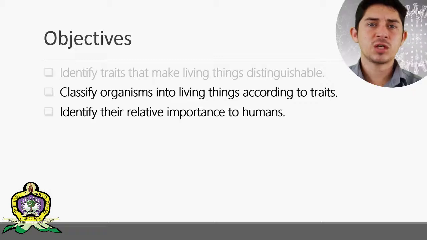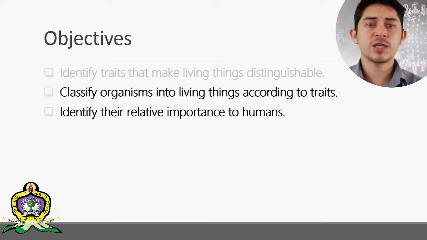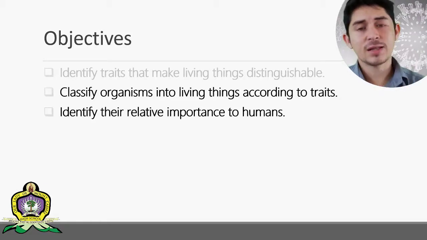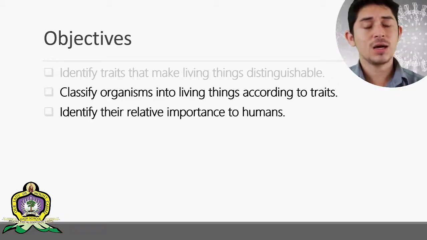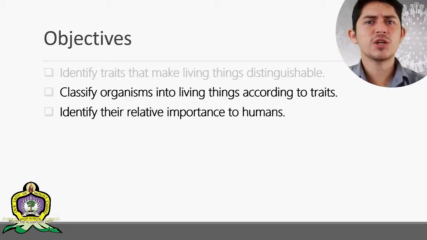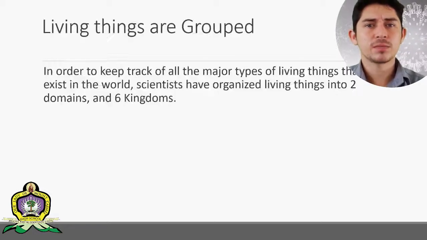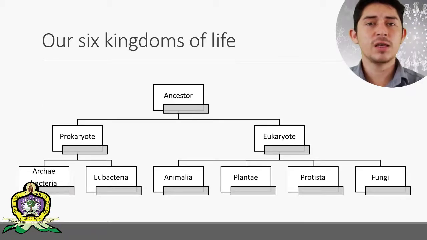So our second and third objective go hand in hand. The first is to classify organisms into living things according to traits and to identify their relative importance to humans. This means we will be looking at each living organism, their traits of each group, and we will look at how they are important and relevant to humans. So let us delve in. What are the organisms that we will be looking at? We will be looking at groups, yes, and we will be looking at these organisms.